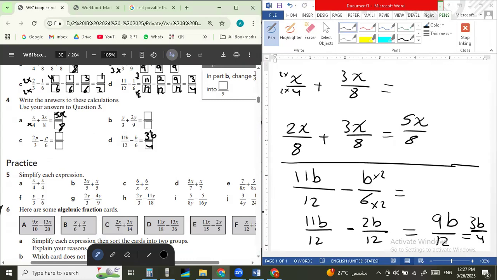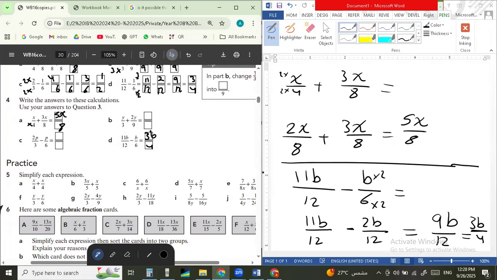The four of them, you follow the same technique exactly. Make the denominators the same. And definitely, if you multiply the denominator by something to make it the same, you must multiply the numerator of that fraction also. Question 5. Too easy. Everything is the same as what we've answered up there.